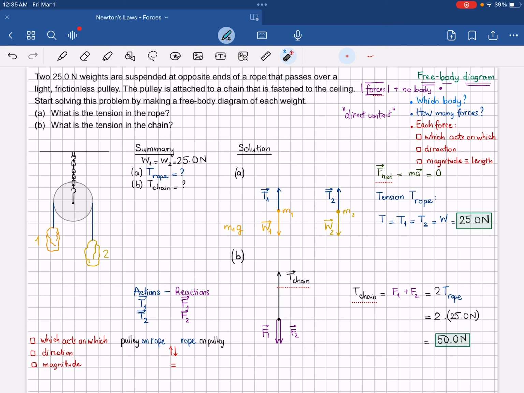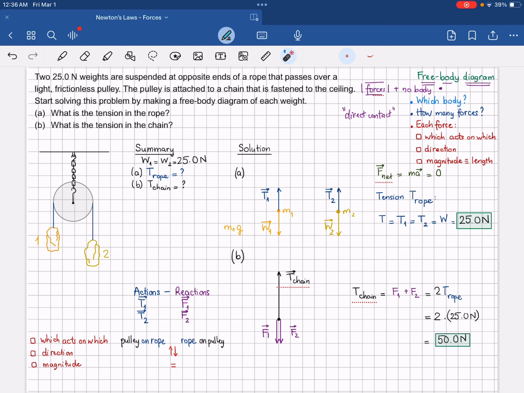Done. Now, the same thing, M2. Only two forces, right? Weight, pulling it down, and then tension, pulling it up. So we got the free body diagram for M2. Now they ask for the tension in the rope. So actually we know the direction of the tension already. We need to identify the magnitude. How much? How strong is it?